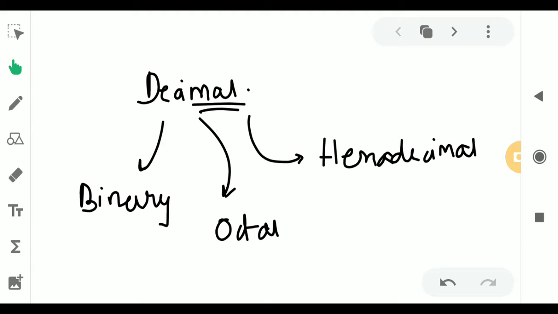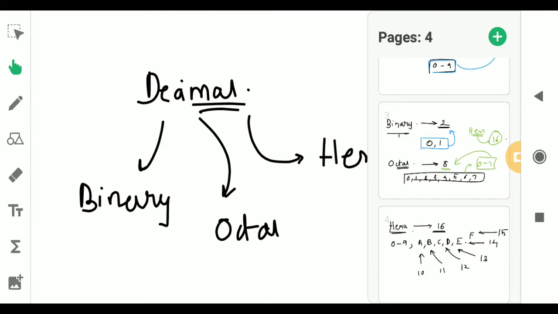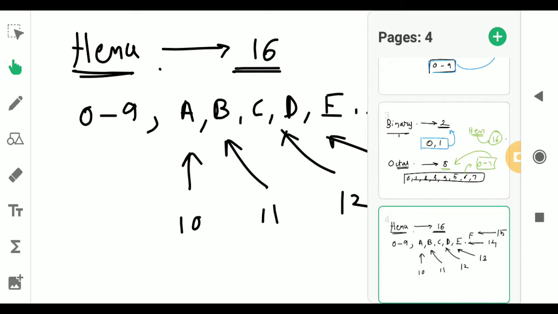But there's no specific set of rule for this. There's no specific rule that we should use this number system for a particular database or that number system for a particular database. It's not like that. So these are the basics of number systems.